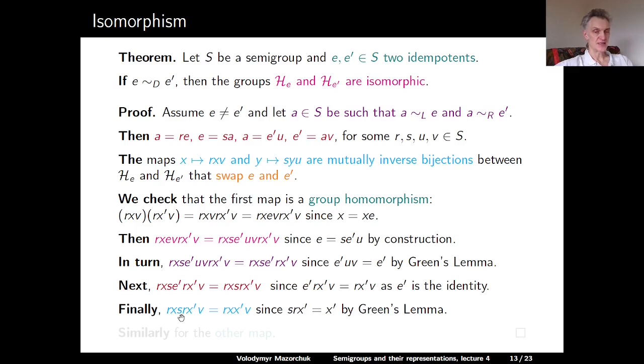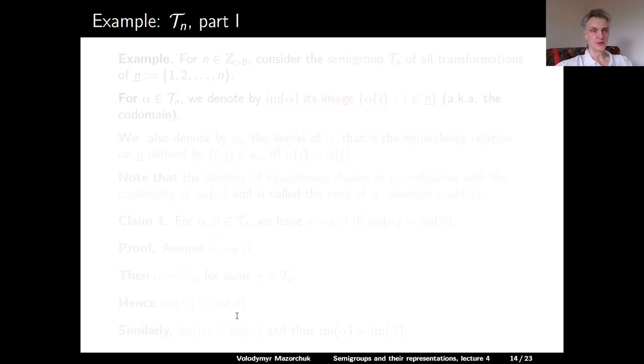So we collapse SRX prime into X prime to get R X X prime V. And now we see that RXV times RX prime V is equal to R X X prime V. So this proves that the first map is a group homomorphism. And similarly, the second map is also a group homomorphism. This completes the proof of our theorem. Let's discuss one example in detail.